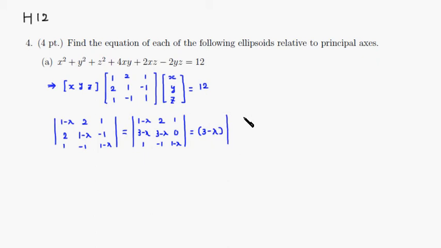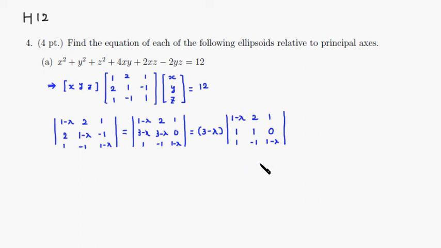So we have 3 minus lambda factored out. Then you have 1 minus lambda, 2, 1. And this is going to be just 1 and a 1, 0, since the quantity 3 minus lambda is factored out. So you get 1, -1, 1 minus lambda here. So we have that.